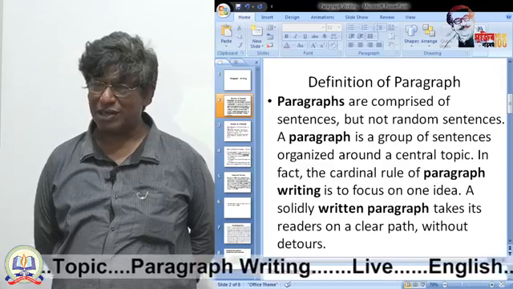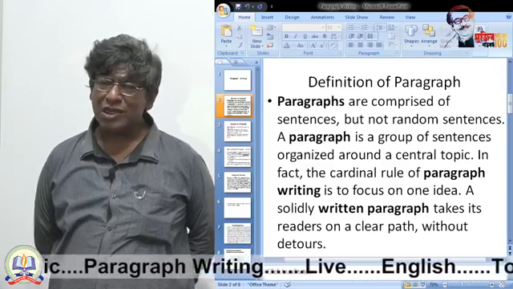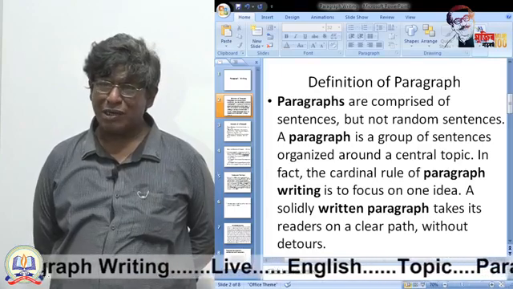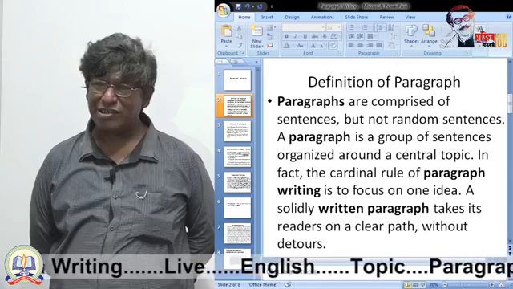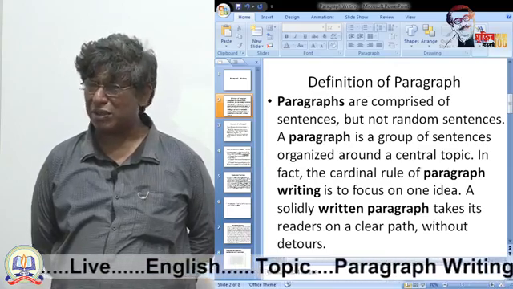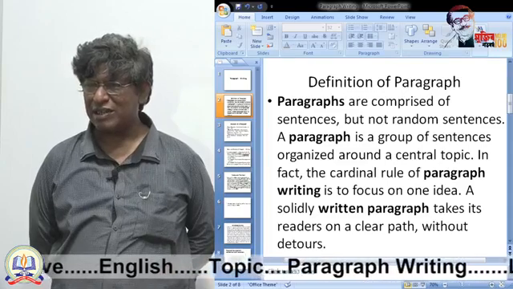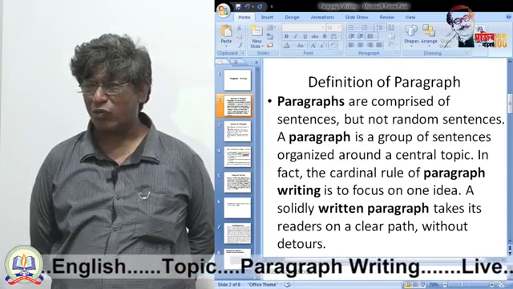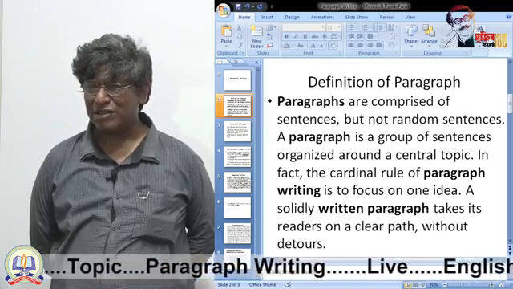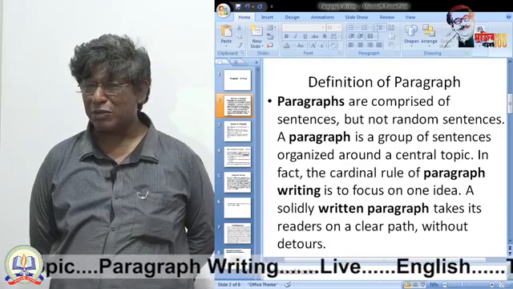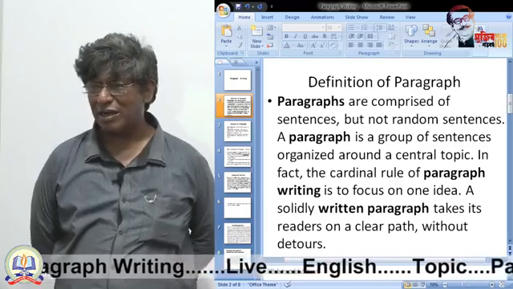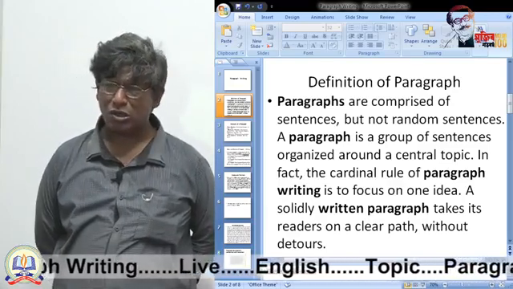Organized around, look at the phrase organized around, that is, a paragraph is meant for an organized writing on a central idea, on a particular idea. In fact, the cardinal rule of paragraph writing is to focus on one idea. A solidly written paragraph takes its readers on a clear path without any detours or without any complexity in thought or idea.